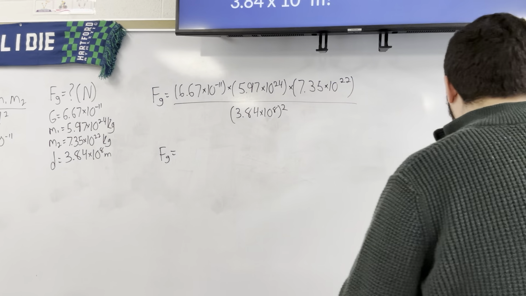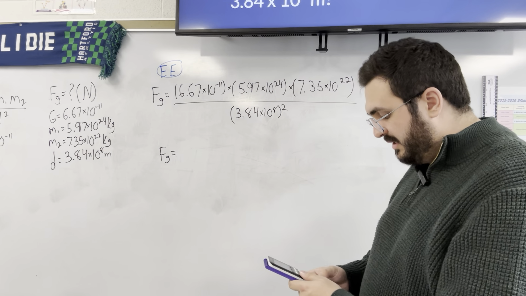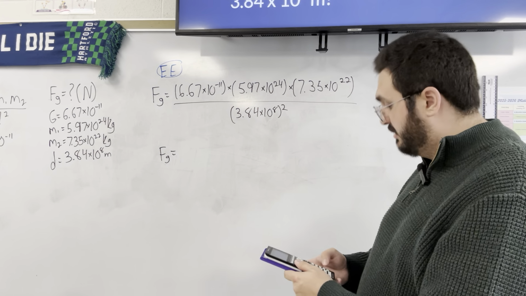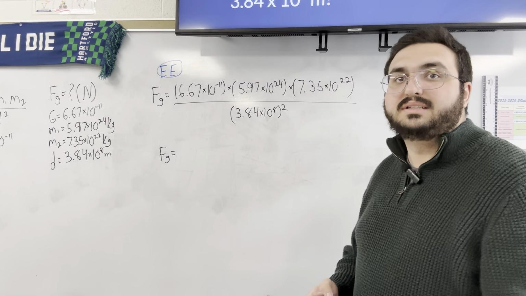So continuing on, I'm going to do 5.97, second E, 24, times 7.35, second E, 22. Just like that. And I'm just going to hit enter. And when I do that, I'm going to get a really big number. And that makes sense because I'm multiplying two really big numbers by a smaller number. But ultimately, because I have two really big numbers, I should get an overall bigger result. I get, rounding, 2.93 times 10 to the 37. Okay, that is what all this up here simplifies into.